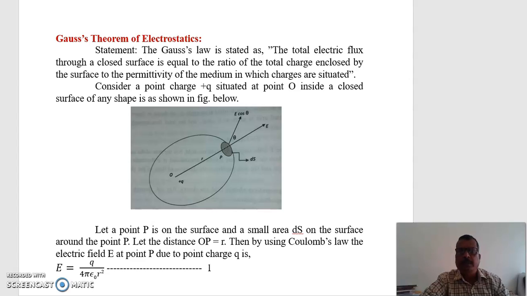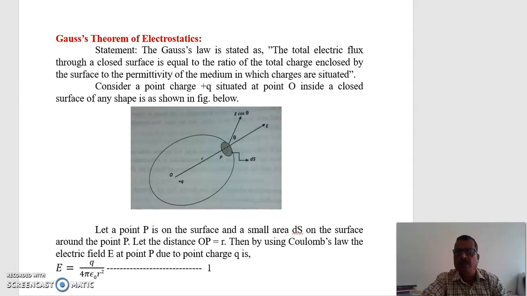Hello guys, in this lecture we see Gauss theorem of electrostatics. In this case, the intensity of electric field at a point in the electric field produced due to a charge distribution is obtained by using Coulomb's law. But the calculations are very complicated.